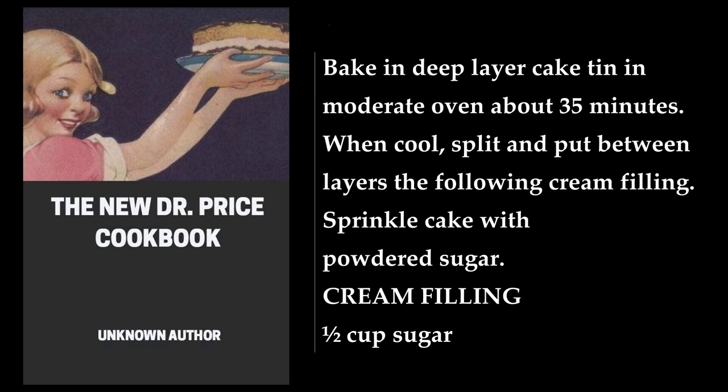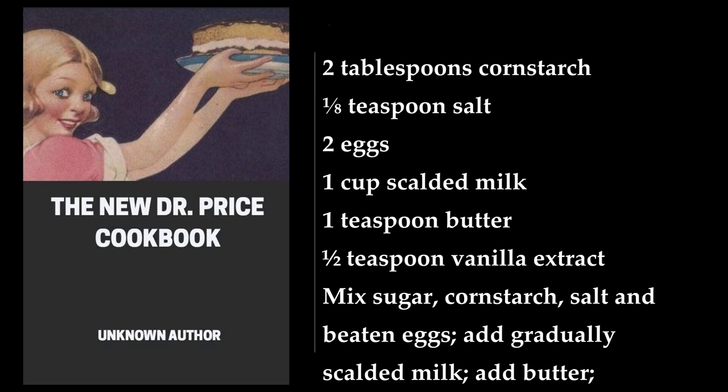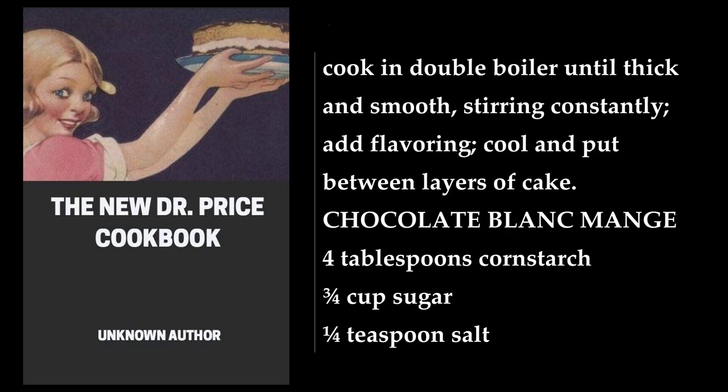Cream filling. 1/2 cup sugar. 2 tablespoons cornstarch. 1/8 teaspoon salt. 2 eggs. 1 cup scalded milk. 1 teaspoon butter. 1/2 teaspoon vanilla extract. Mix sugar, cornstarch, salt and beaten eggs, add scalded milk gradually, add butter. Cook in double boiler until thick and smooth, stirring constantly, add flavoring. Cool and put between layers of cake.